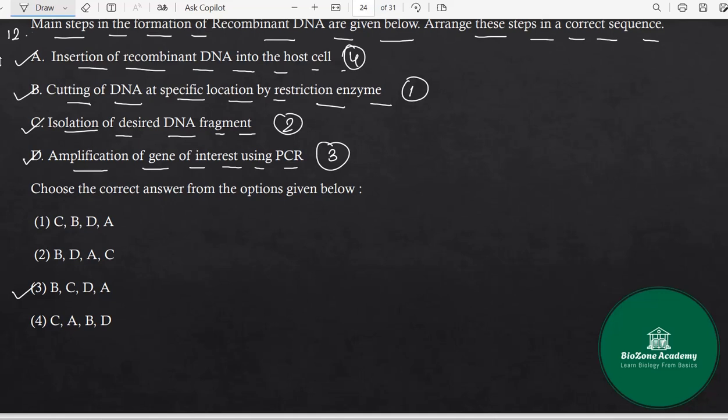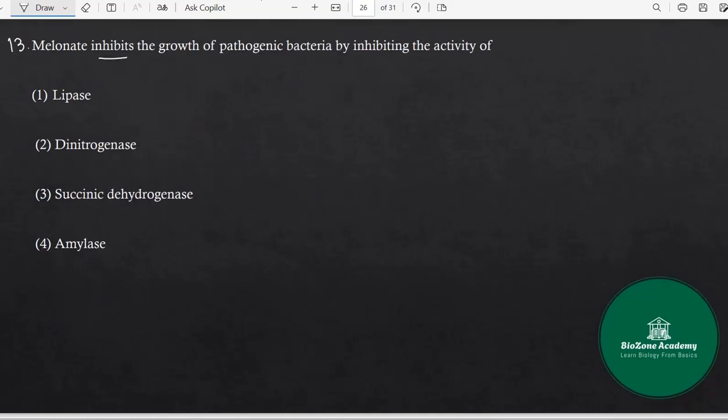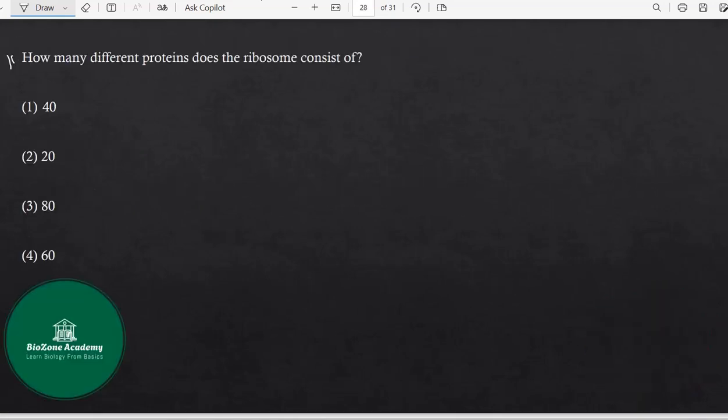Next, malonate inhibits the growth of pathogenic bacteria by inhibiting the activity of what? The first option is lipase, second is dinitrogenase, third is succinate dehydrogenase, and the fourth is amylase. The correct option is succinate dehydrogenase. Next, how many different proteins does the ribosome consist of? The options are 40, 20, 80 and 60. The correct option is 80.